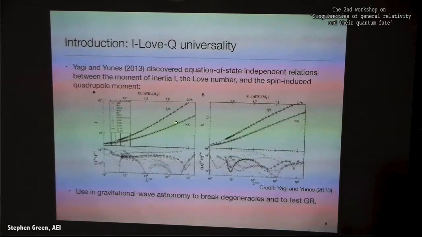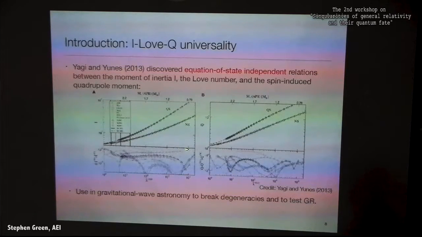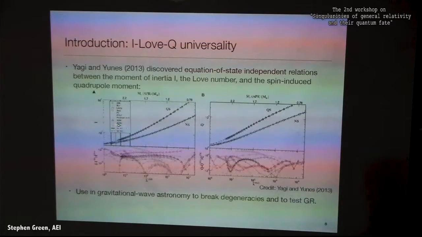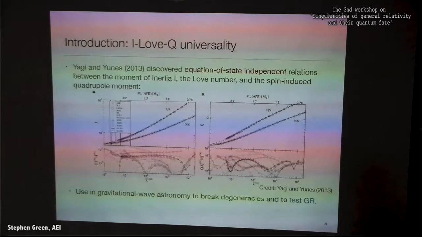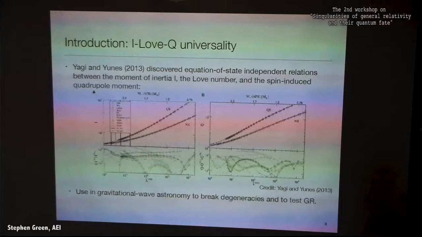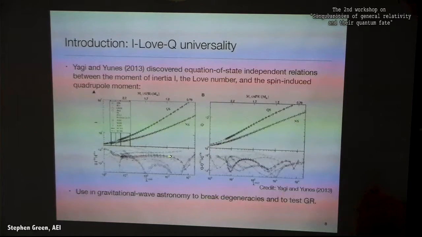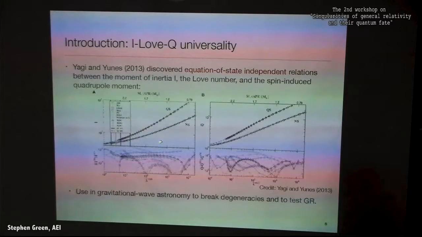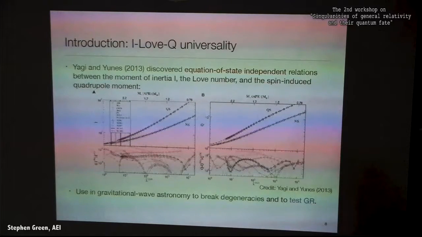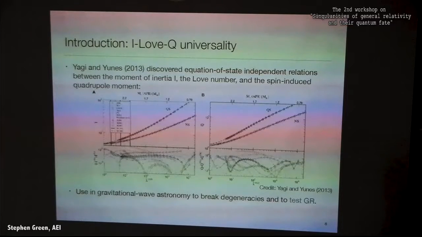I don't know exactly why these relations exist, but they're particularly useful in gravitational wave astronomy, because they tell you that you have these quantities that you could potentially independently measure, and you can then go back and check that they satisfy this relationship you expect. That way you can test general relativity, or if you had some degeneracies between some of these parameters that you're trying to measure, you could break those degeneracies because you have a relationship between them. And it can also help with parameter estimation if you build in these models so that you don't have to try to measure all these independent parameters. You just build in an assumption. So yeah, this is the I-love-Q universality.